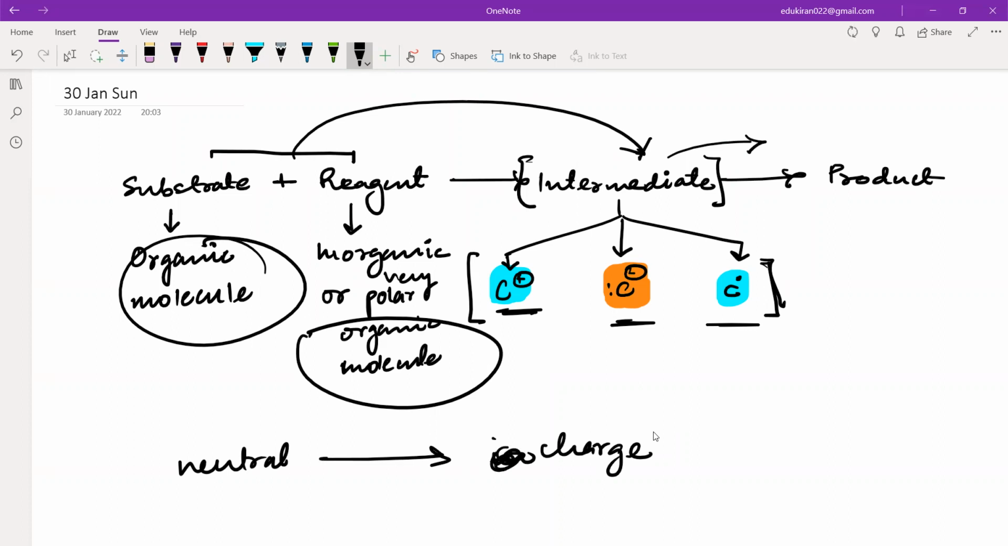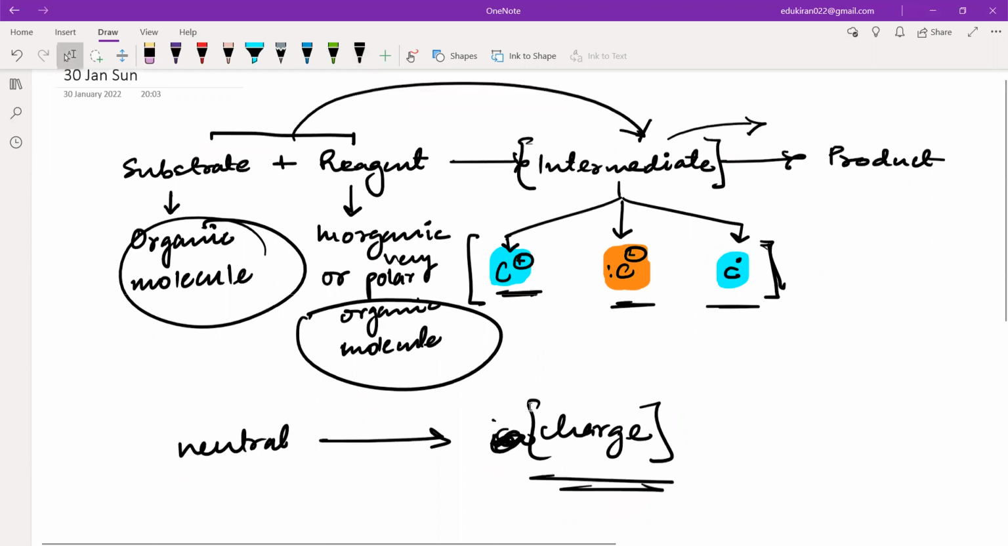So the ease of achieving a charged species, that is an intermediate, will be very crucial in determining the rate of reactions, how fast a particular reaction is going on. And that is the whole concept of intermediates. And why do we study intermediates? Because we want to know which substrate is going to give a better, more stable intermediate, and how fast we are going to form products.